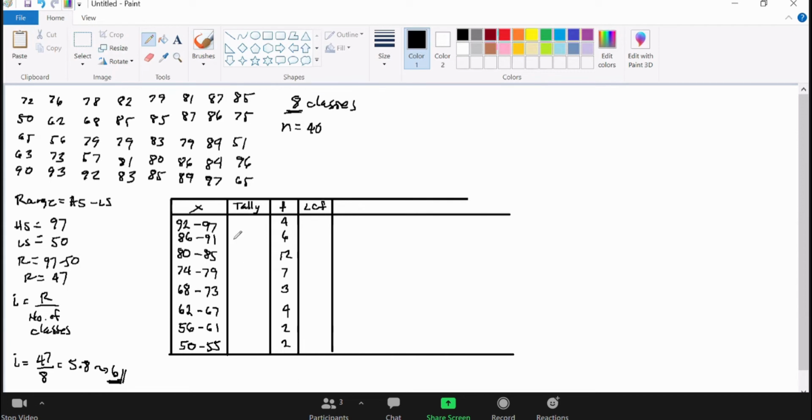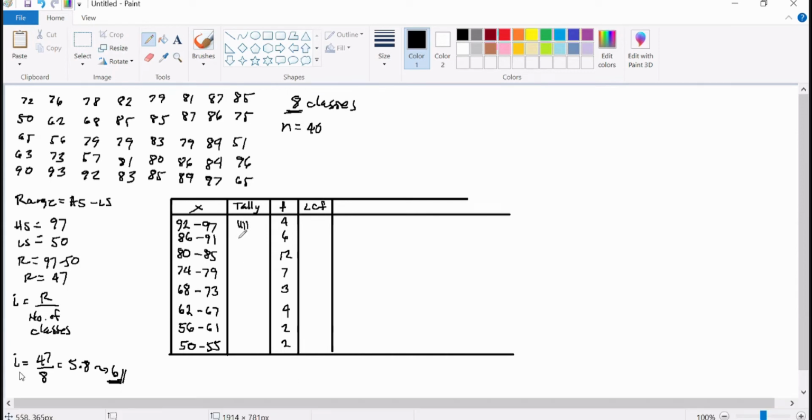Get the same? Okay, so the tally should be, obviously, 1, 2, 3, 4, 1, 2, 3, 4, 5, and so on, matching the frequencies. Okay, something like that. You can check if you got everything by the summation of f. If you add all of this, you should get the same number as that.